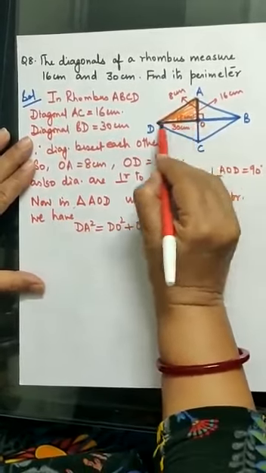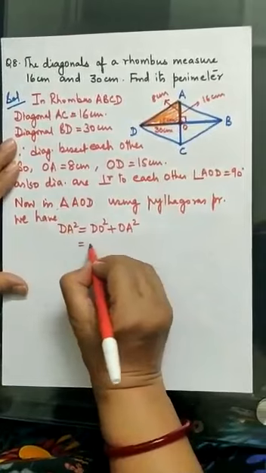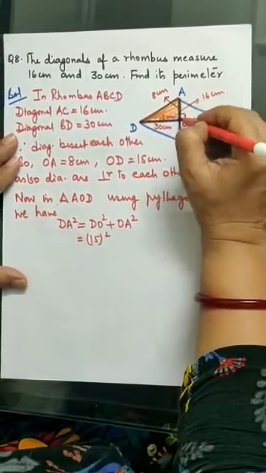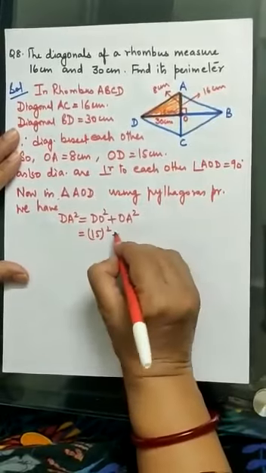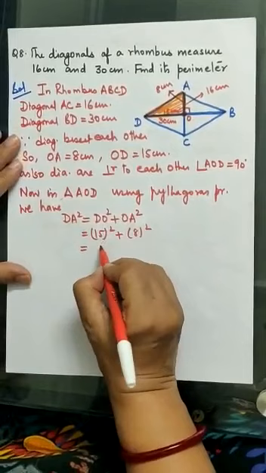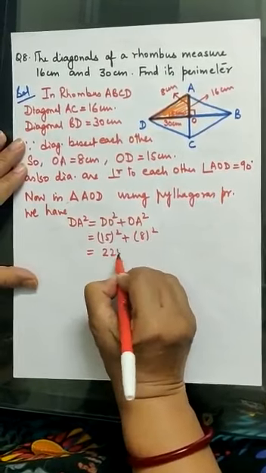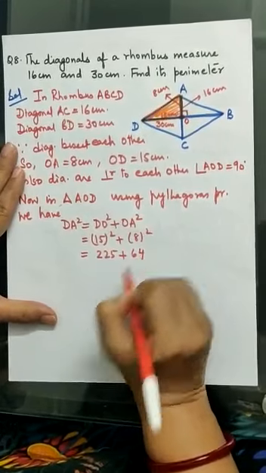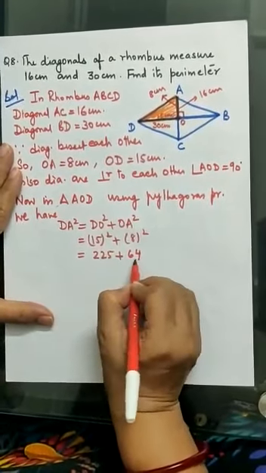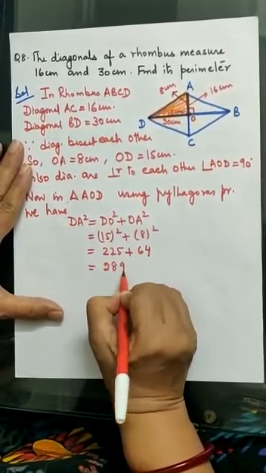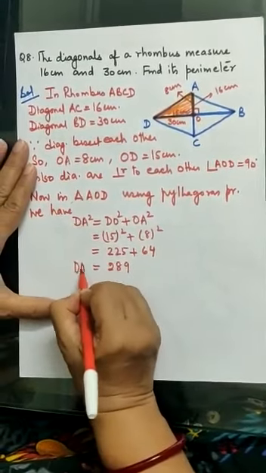Now DO square मतलब 15 square and OA square मतलब 8 square. So 15 square is 225 and 8 square is 64. Now 225 plus 64 is 289. तो DA square is 289.